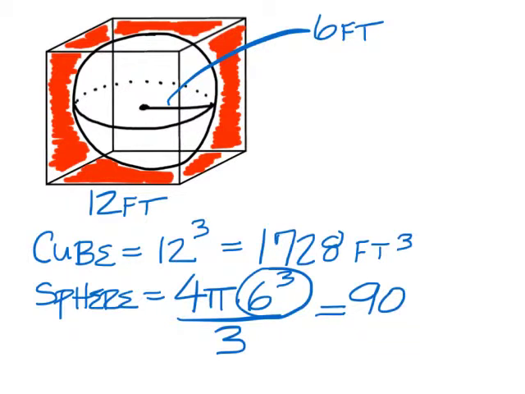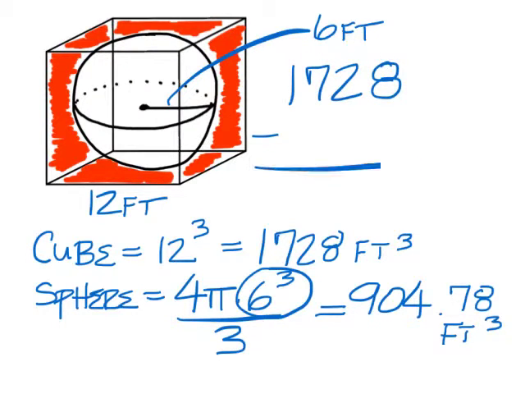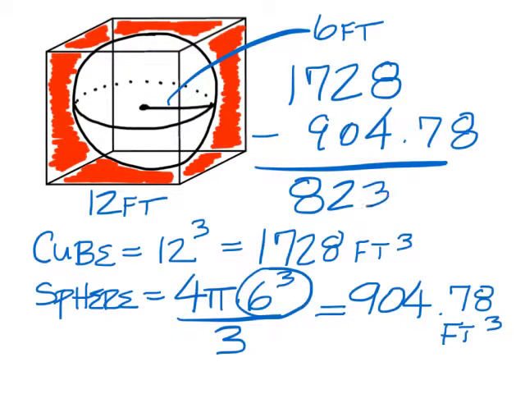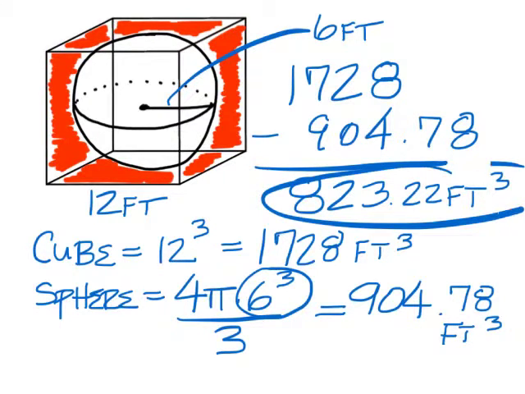And you'll get an answer of 904.78, rounding that to the hundredths place. So go back and do 1728 and subtract 904.78. And come back with an answer of 823.22 feet cubed. That is the volume of the red region.